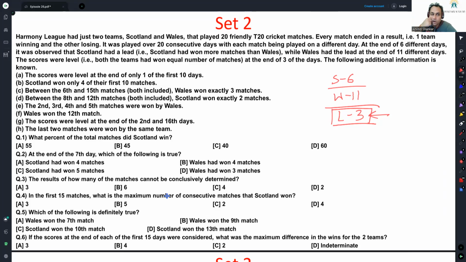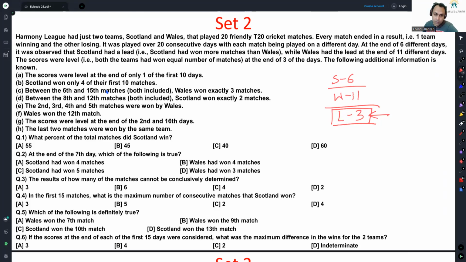Okay. The following additional data is known. The scores are level at the end of only one of the first 10 days. Okay. Scotland won only 4 of the first 10 matches. Okay. So on and so forth. We have information about who won, what happened and everything.